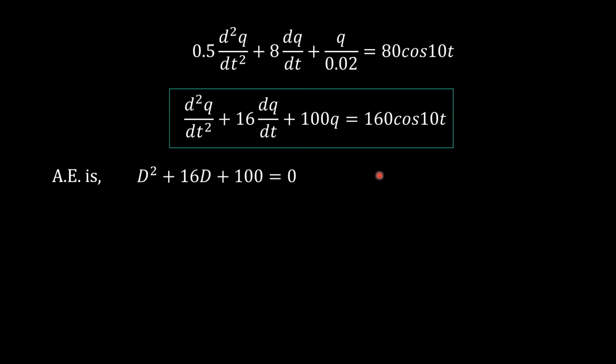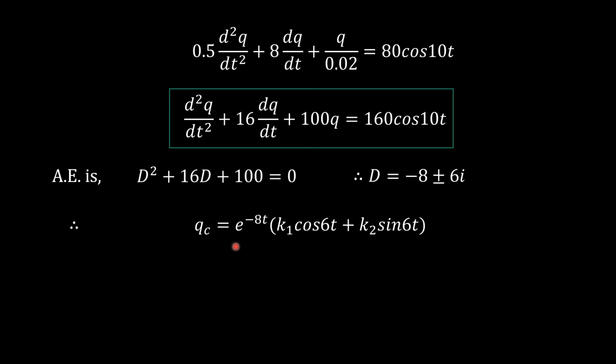Solving this, the roots are minus 8 plus minus 6i, which are complex roots with alpha equal to minus 8 and beta equal to 6. Hence, the complementary function is, as this differential equation is in terms of q and t, we obtain the solution for q, so we write the complementary function as qc, which is equal to e raised to alpha t, that is, e raised to minus 8t into k1 cos of 6t plus k2 sin of 6t. These k1 and k2 are arbitrary constants whose values are to be found. So this is the complementary function.